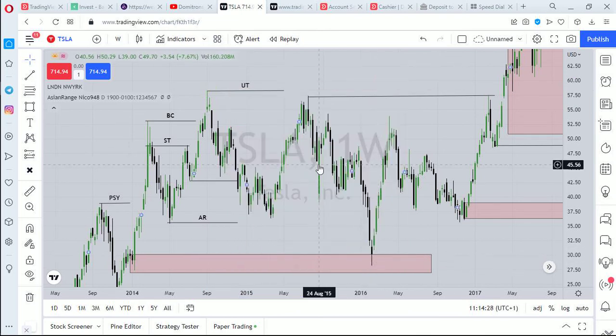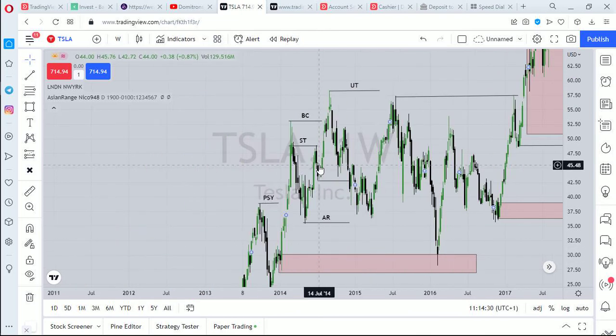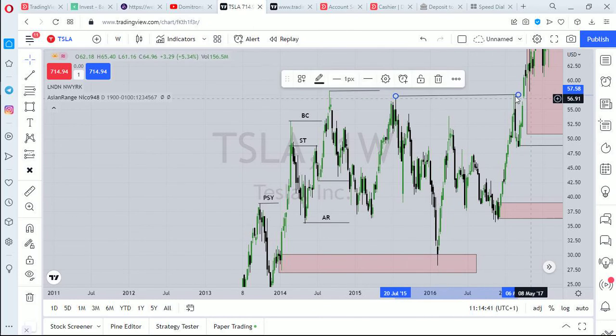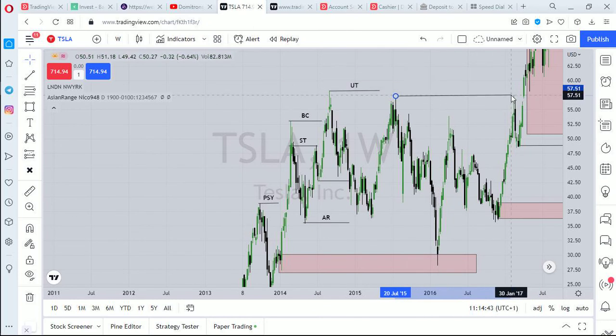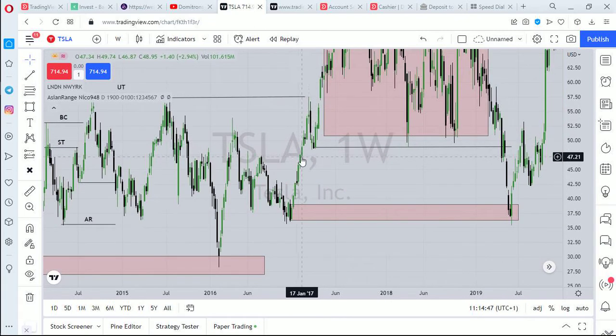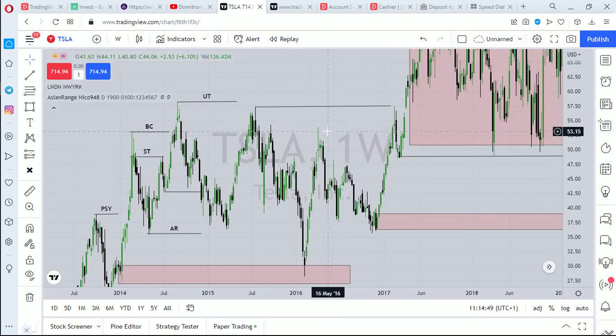So you should also know that in the Wyckoff schematic, accumulation can fail. We can have a failed accumulation. We can also have what again? We can also have a failed distribution of price, right? So right here we didn't get to find the UT, right?